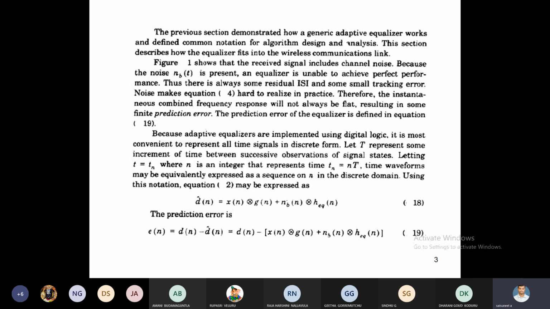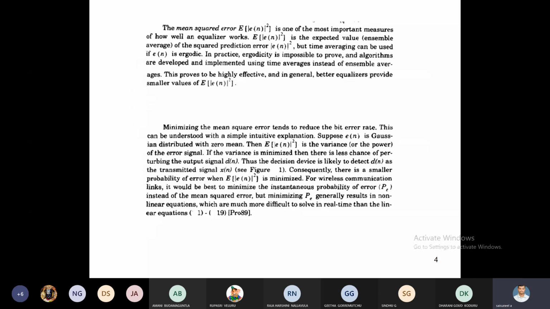Suppose we have to calculate the mean squared error. We calculate the expectation value: the expectation of the modulus of e of n squared. The mean squared value is one of the important parameters to calculate whether the output signal is in error or not.